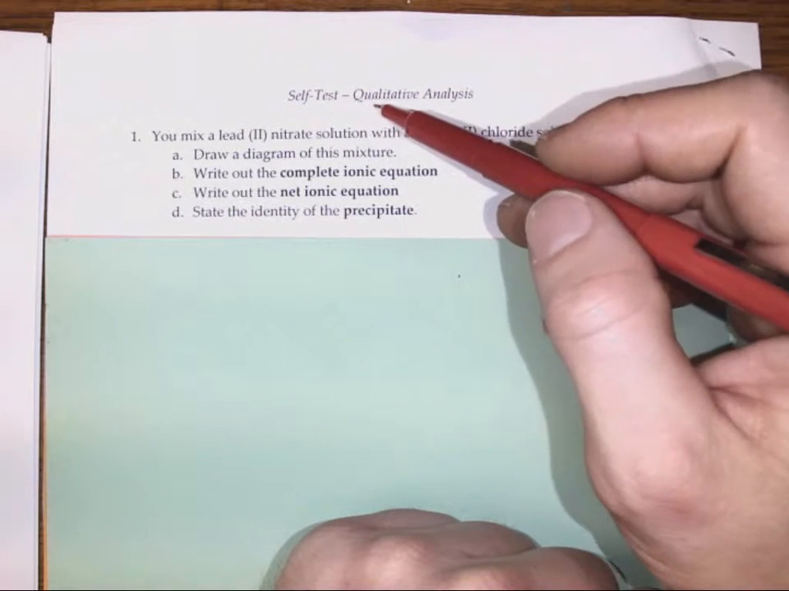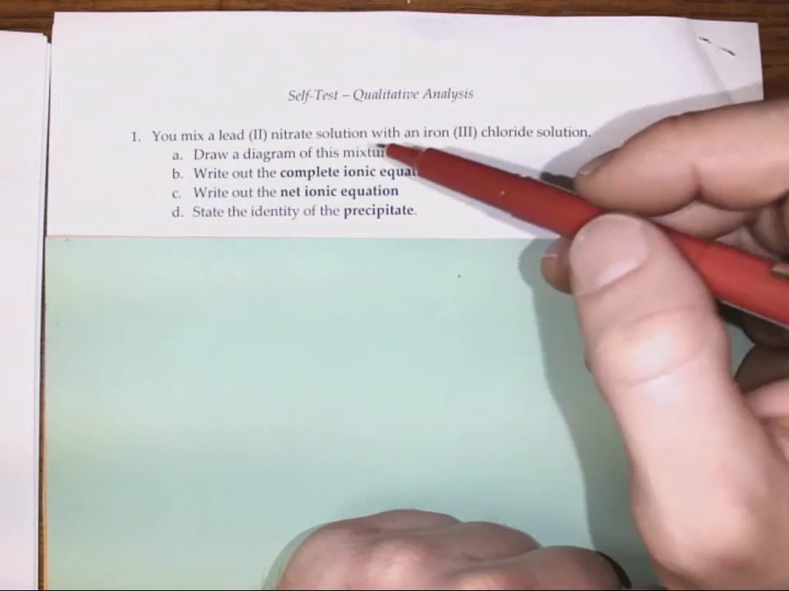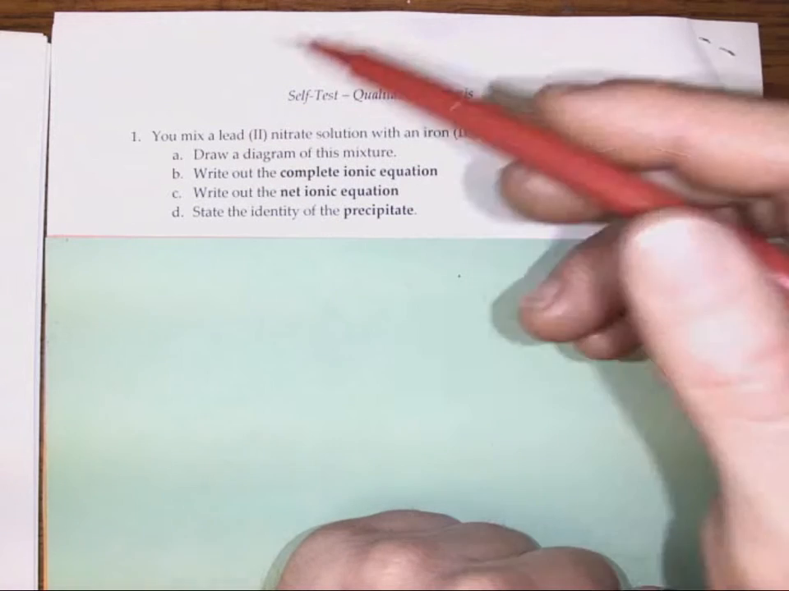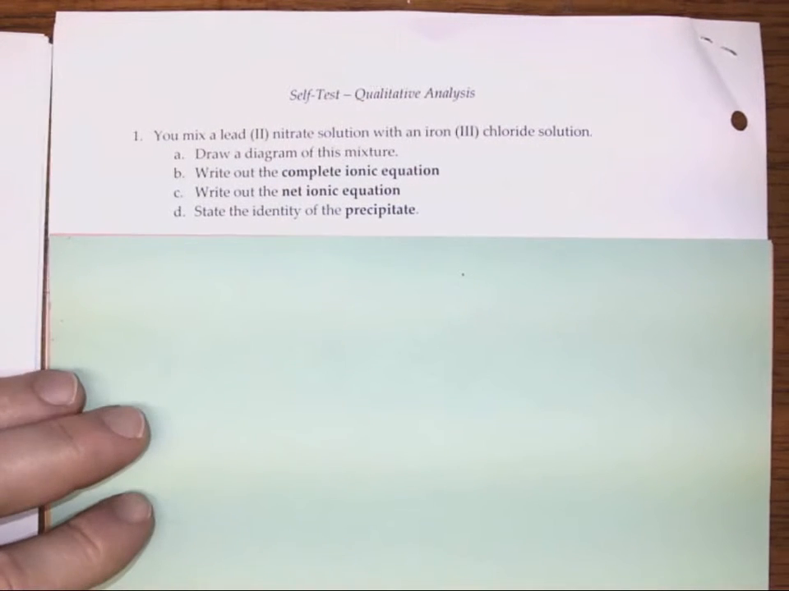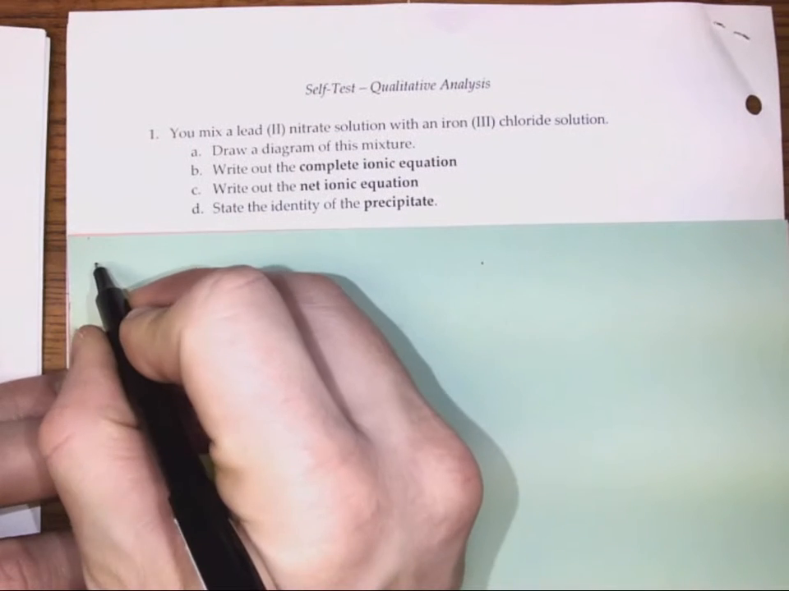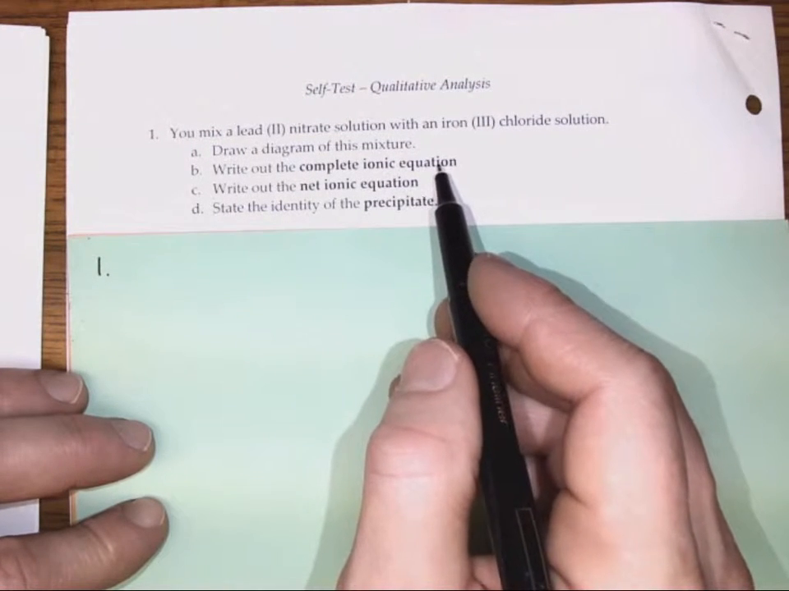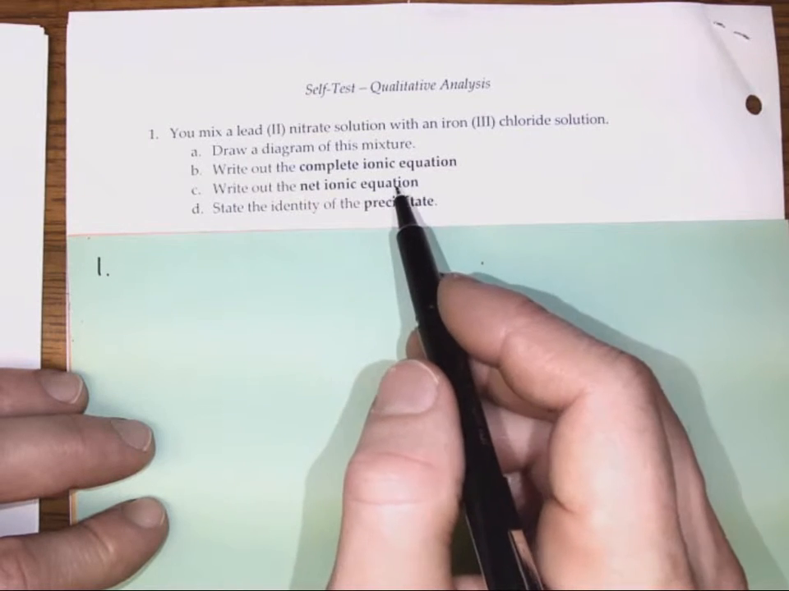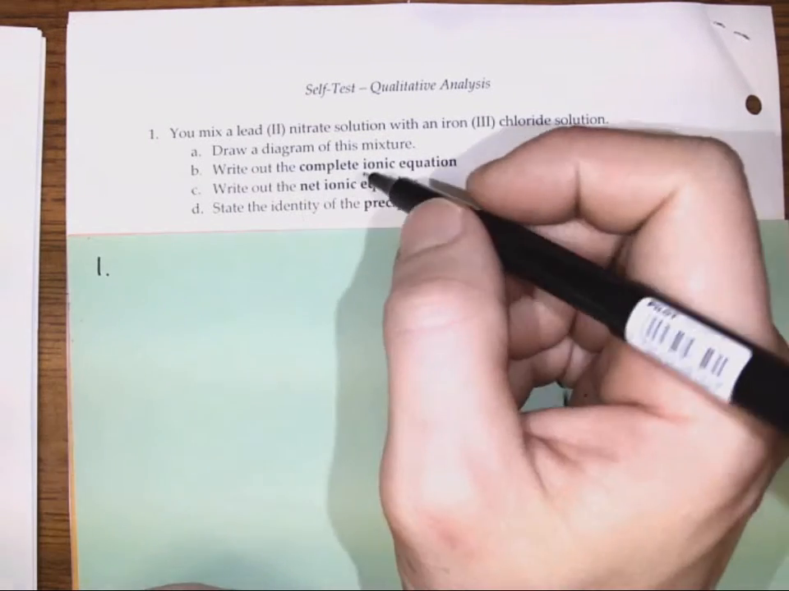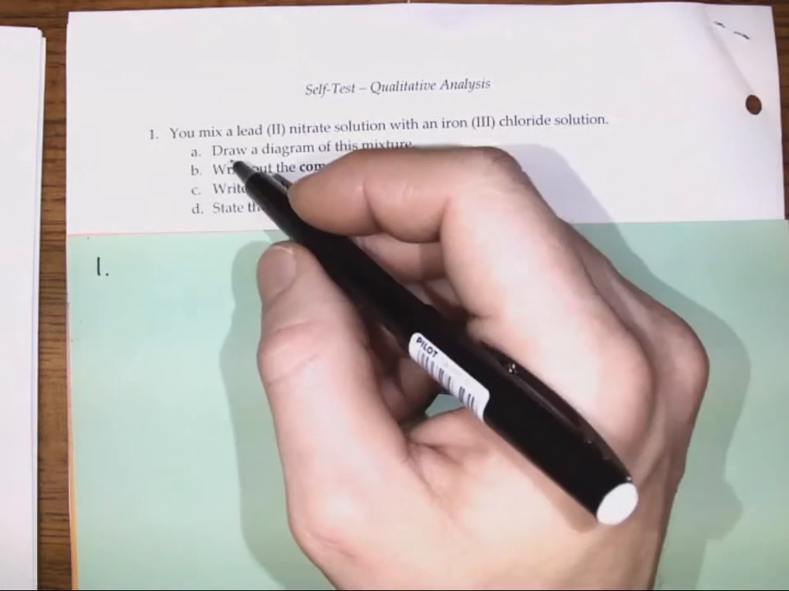Our self-test on our qualitative analysis practice questions. So the first one is a bit of an intro. We've done a few questions like this before already, and really it's just getting to know the complete ionic equation, ins and outs, and the net ionic equation. All right, so we're going to go over question one, starting with A.